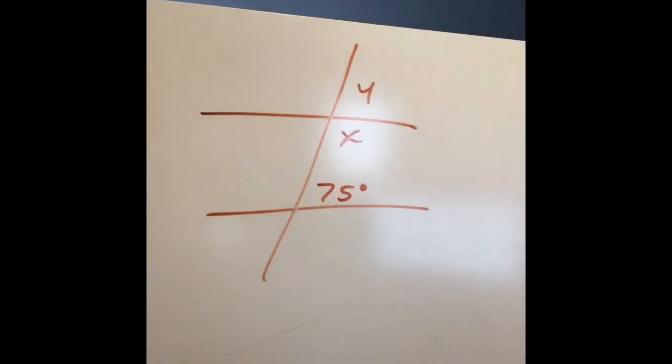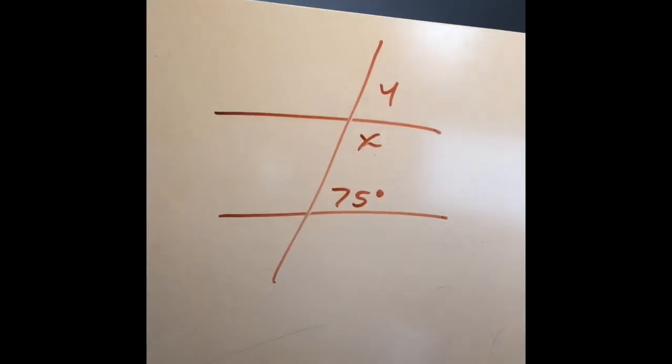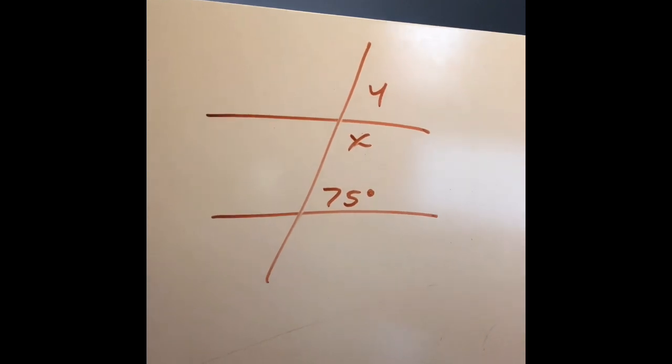Next example, we've got here 75, x and y. Now there's a couple different things we can do. We can do F pattern again, but we did F pattern last time, so let's try C pattern.